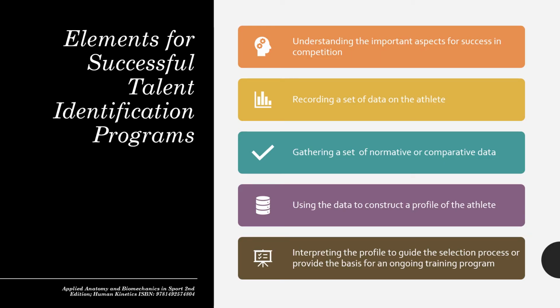So if we're going to use a talent identification program, what does it take for them to be successful? So the first important concept is going to be understanding the important aspects of what it takes to be successful in competition. Once you kind of understand those important aspects, you can start recording data sets on these athletes that record those important aspects. This will also allow you to gather a set of normative or comparative data to kind of scale individuals for profiling. And then you can use this data to construct a profile of that athlete, and then you can interpret that profile in the selection process or use it as a basis for ongoing training program modifications.